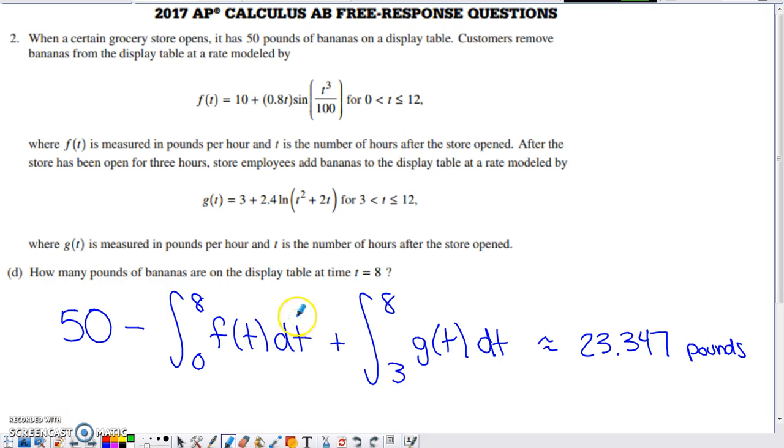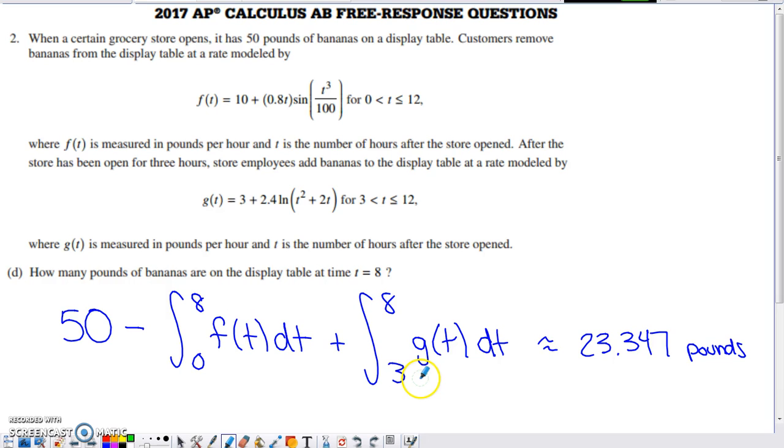How many pounds of bananas are on the display table at time 8? So you need to take into account how many bananas have been removed. You need to take into account how many pounds of bananas have been restocked, and you need to take into account how many pounds of bananas you started with. So it's a calculation here that, again, is easiest to carry out with the calculator. We start with 50 pounds of bananas on the table at the beginning of the day, minus how many pounds of bananas leave the display table from hour 0 to hour 8, plus how many pounds of bananas are placed back onto the display table by the store's workers.